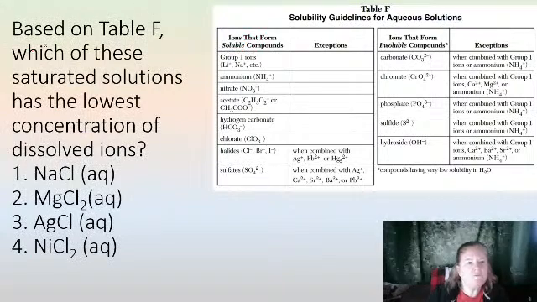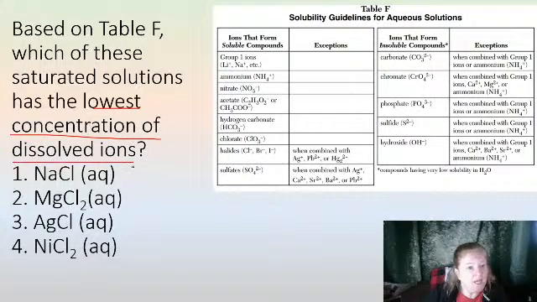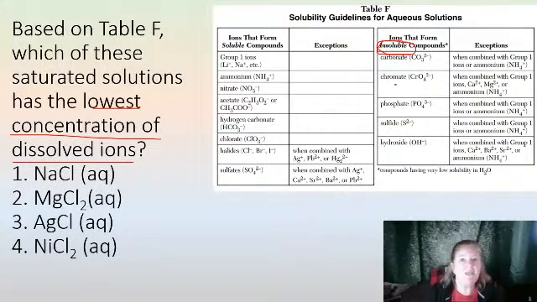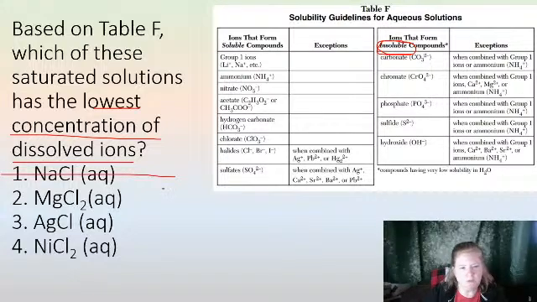Which of these saturated solutions has the lowest concentration of dissolved ions? So all you have to do is think about, what am I looking for? Well, if I want low concentration of ions, I need insoluble. And why is it worded like that? Because remember, even insoluble dissolves somewhat. Okay, so I should automatically eliminate sodium, right? Off the bat. Okay, everything else is with chloride.